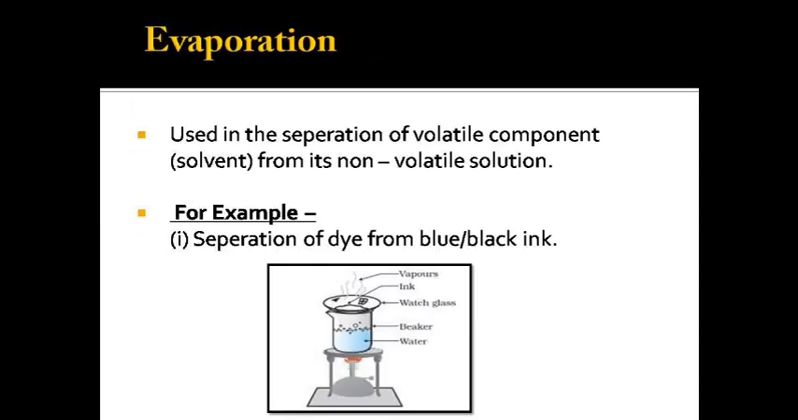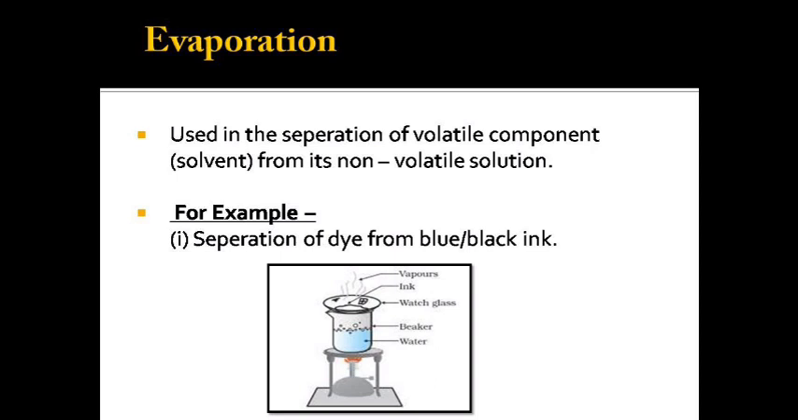Evaporation. We have already studied what evaporation is. It is a process of converting liquid into gas. So it is generally used in the separation of a volatile component from its non-volatile solution. That means if there is a solution in which one component can easily volatilize, then it can be used. For example, separation of dye from blue or black ink.